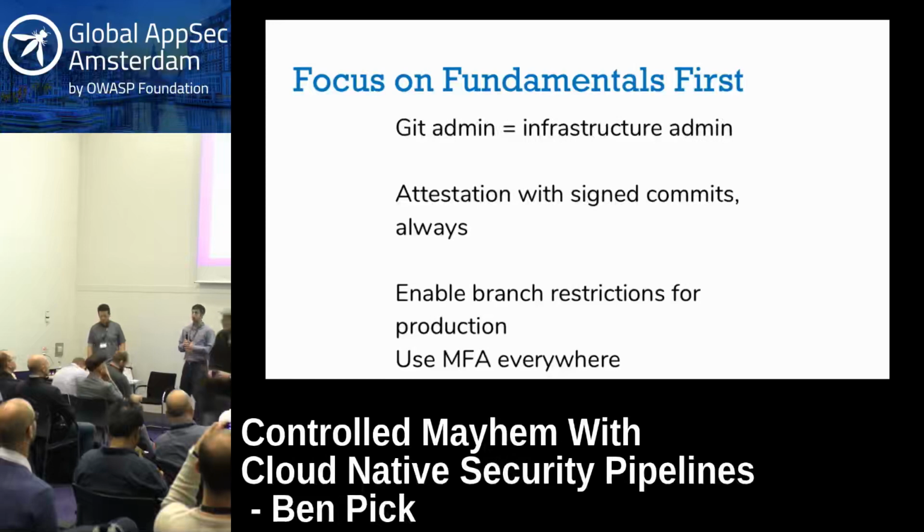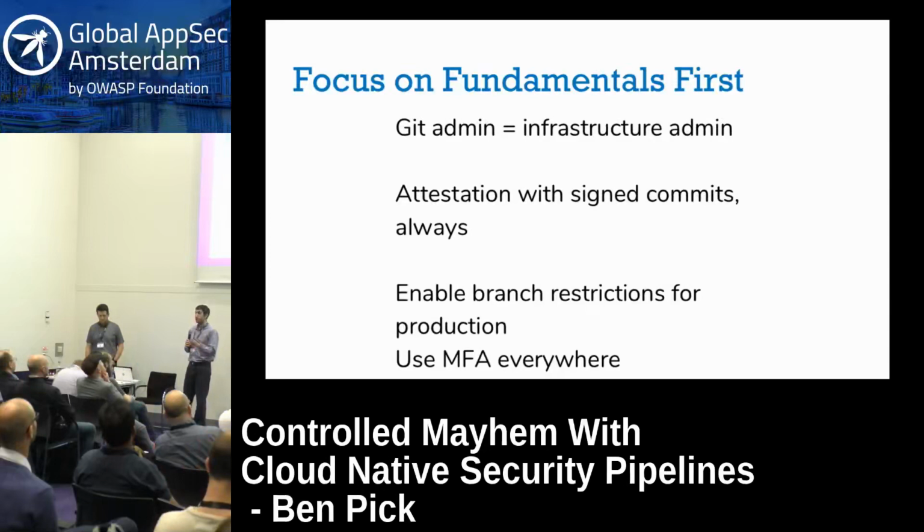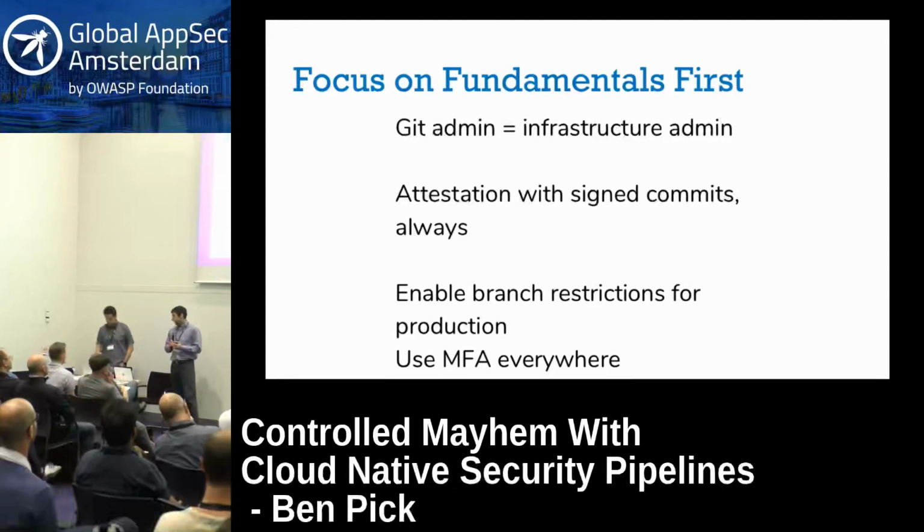Well, you want to make sure that you're using multi-factor authentication, so you can specifically tie an individual user to their identity. Then you want to make sure that they aren't committing anything without signing it. So you want to ensure that all the attestations get signed for their commits. And you want to enable branch restrictions within the production, so that a single developer or a single team is not able to commit or push changes into the master branch, which becomes your production.